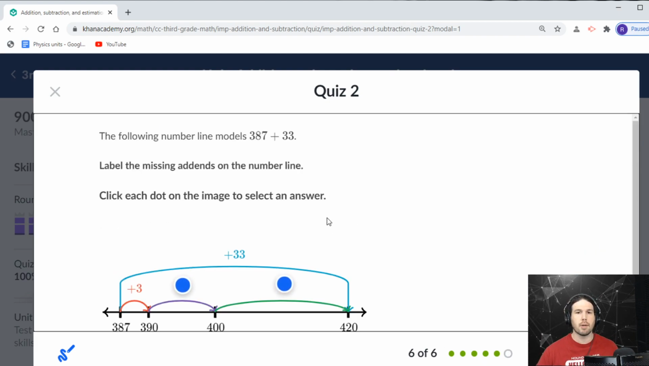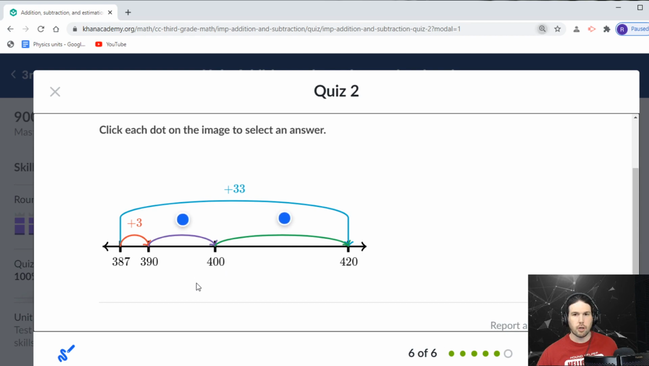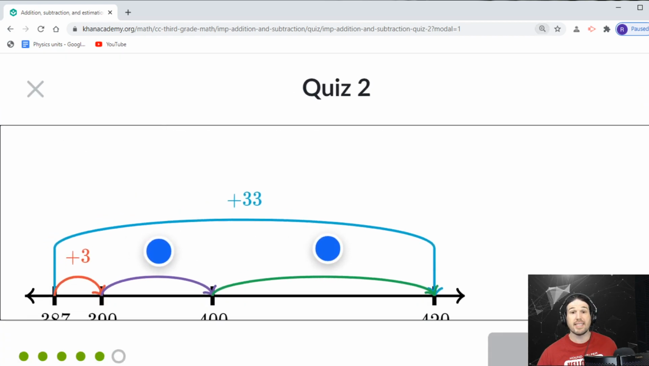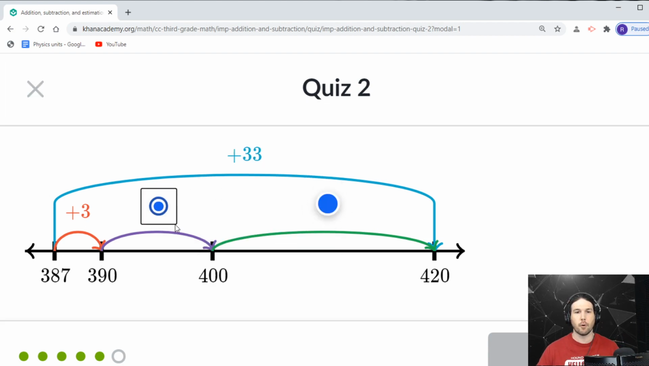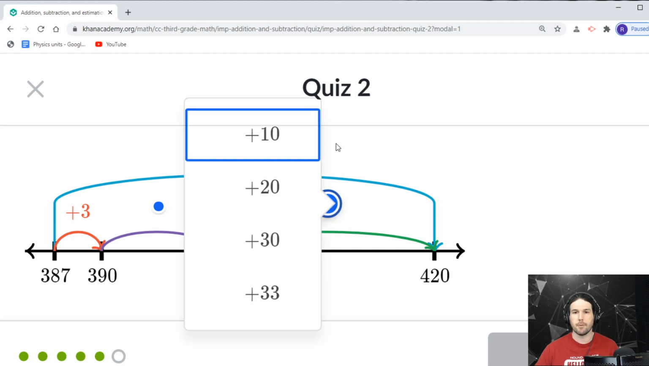The following number line models 387 plus 33. So as you can see, they start on the number line. And this is my favorite way of showing addition, by the way, is on a number line. They start at 387. They hop up 3 to 390. They hop up, it looks like 10, to get to 400. Because once you're at 400, that's an easy place to springboard off of. And they do. Up to 420.